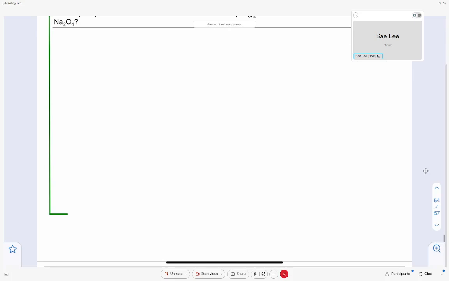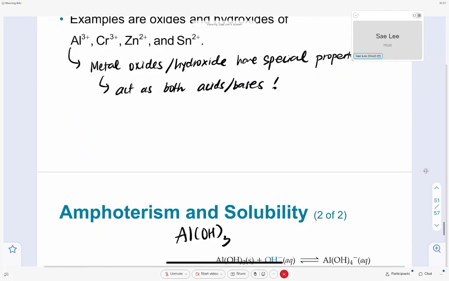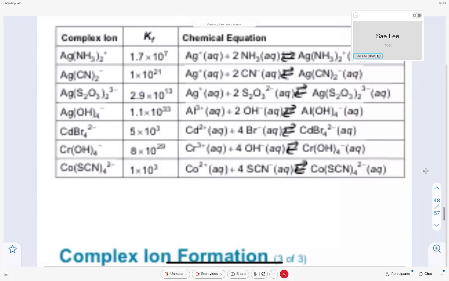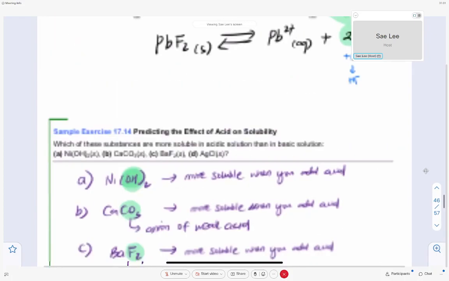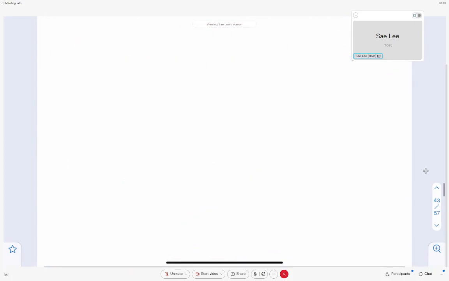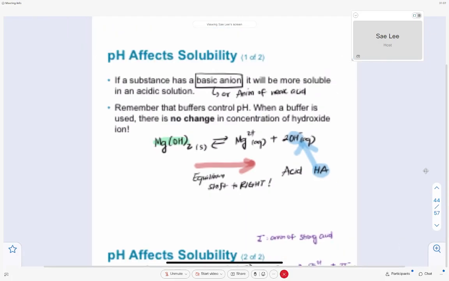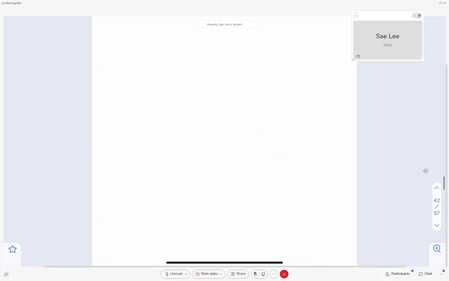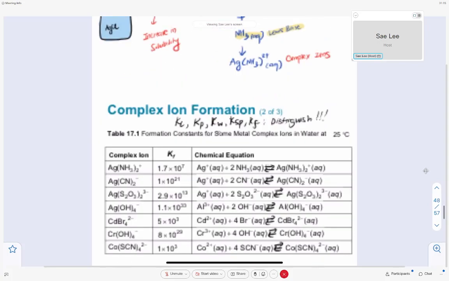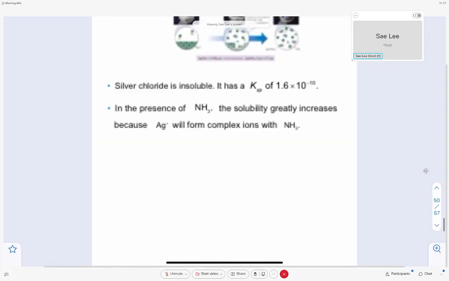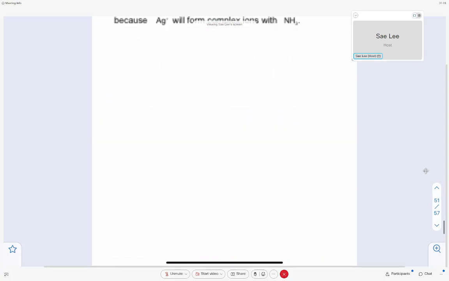Let's try a sample exercise. I'm going to bring the solubility table down here. Sorry, it's loading.